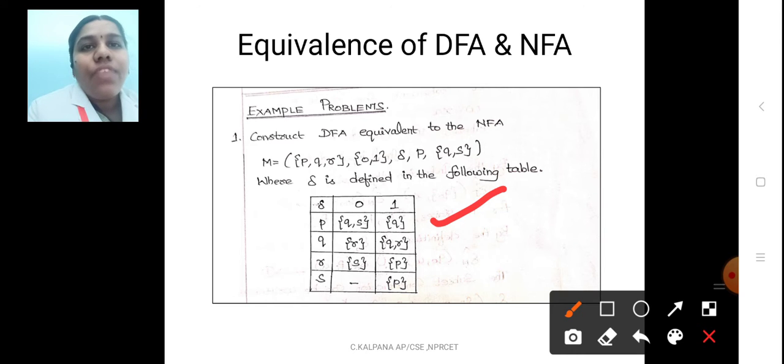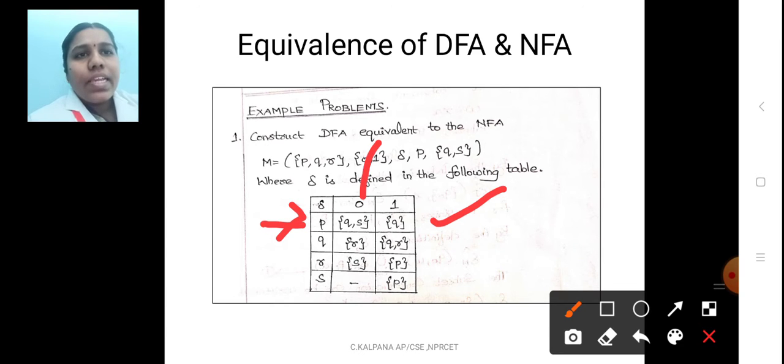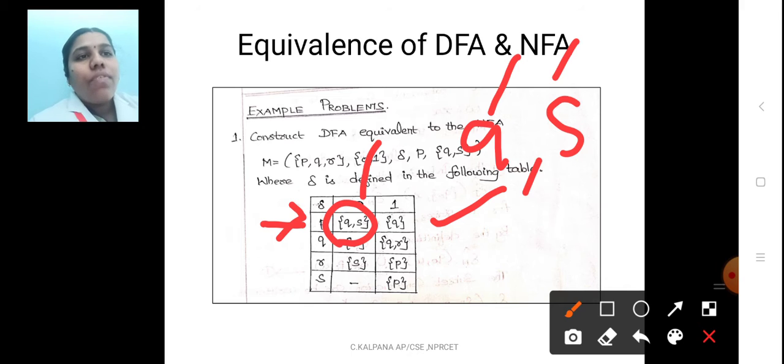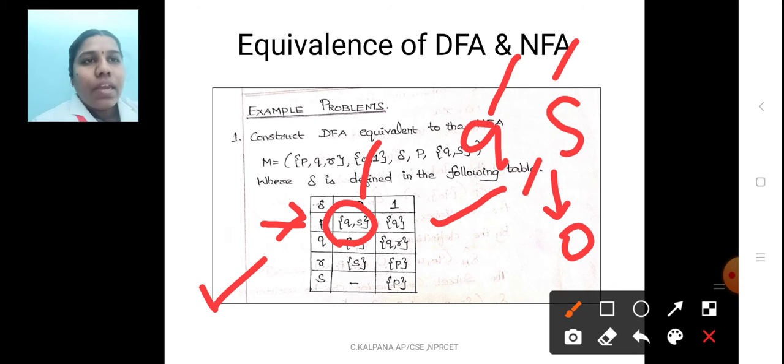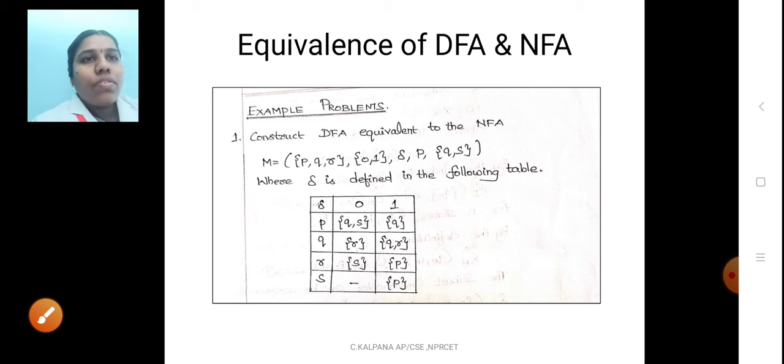In NFA, we have more than one transition for the same input. Here, consider the state P and the input 0. We have more than one transition, that is Q, S. P, 0 moves to Q and P, 0 moves to S. We have more than one transition for the same input 0. So this is the transition table for NFA. So in the given question, in the transition table given for NFA, we have to convert this transition table to a DFA format.